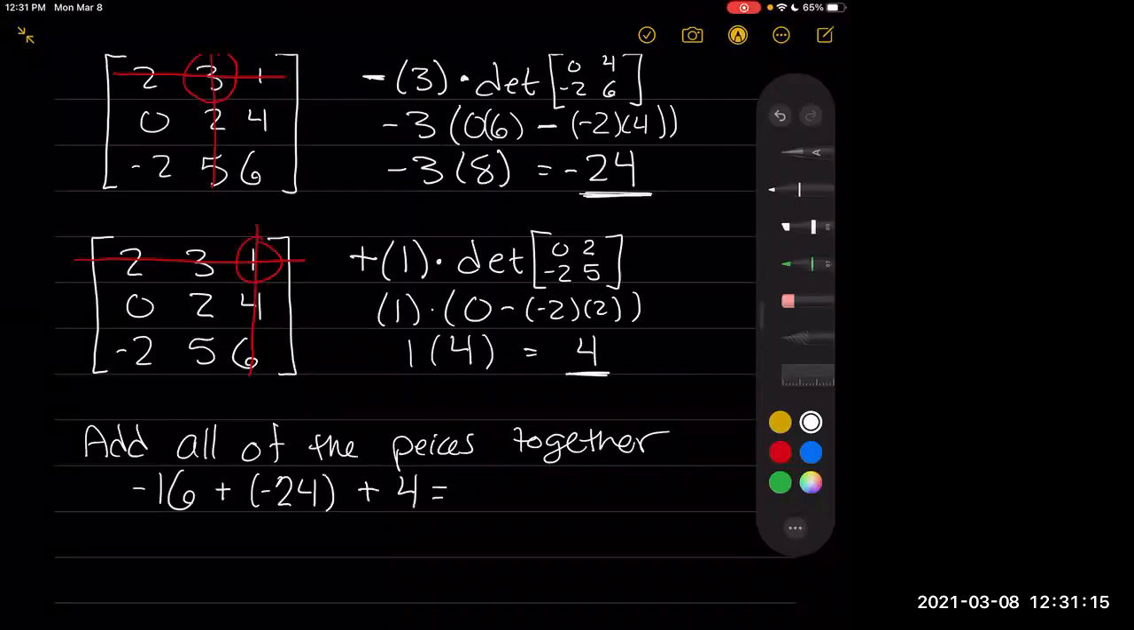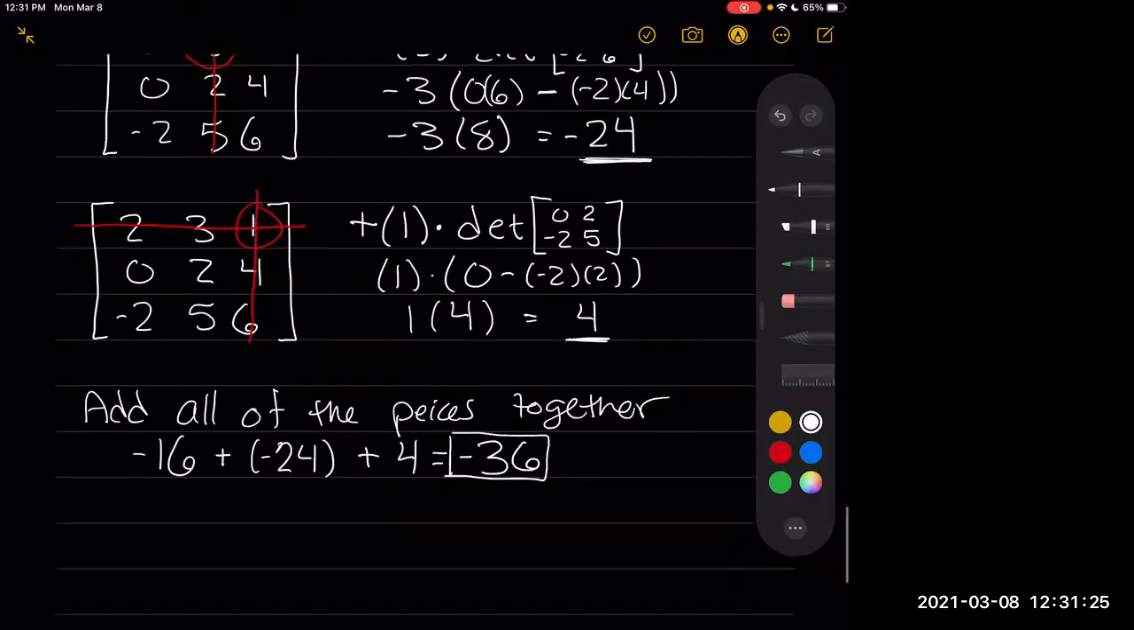And adding these all together, we see that this is a -40 plus 4 is -36. So d(a) equals -36. Okay.